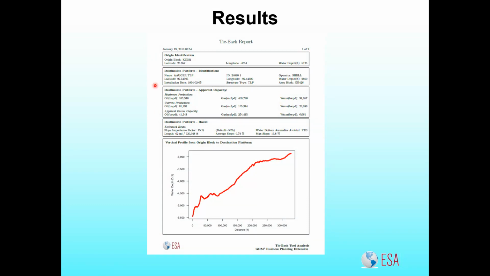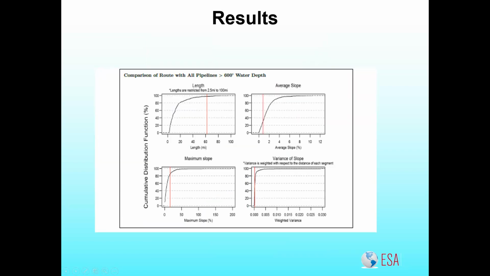Most of the information is what you typed in, your origin, destination, things like that. This plot is water depth versus distance. And so it's a nice, easy way to see a profile of your slope and how it's changing. These are the cumulative distribution plots, and they give you an idea of how your tieback compares to the other pipelines in the Gulf of Mexico.